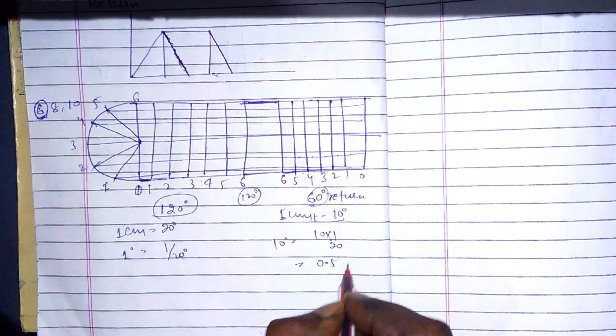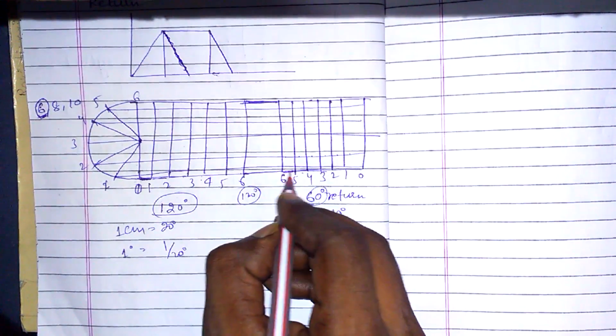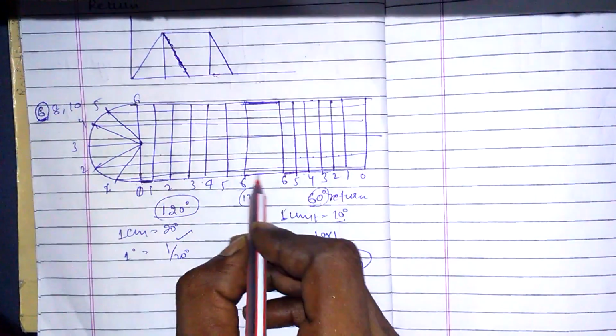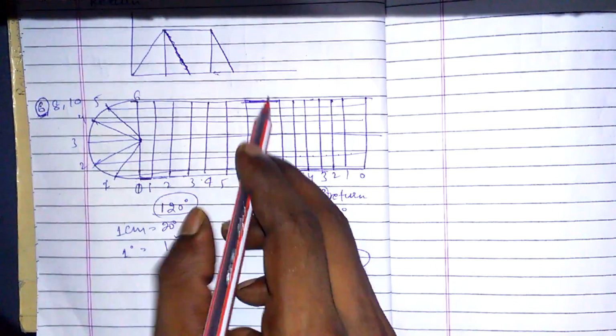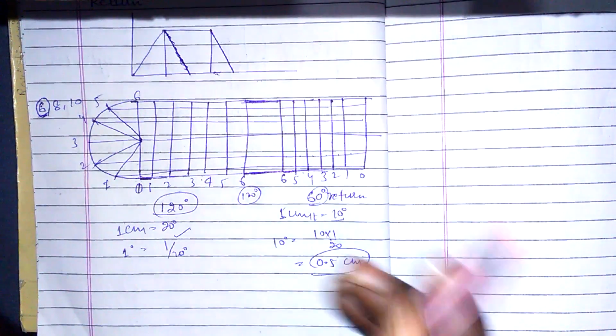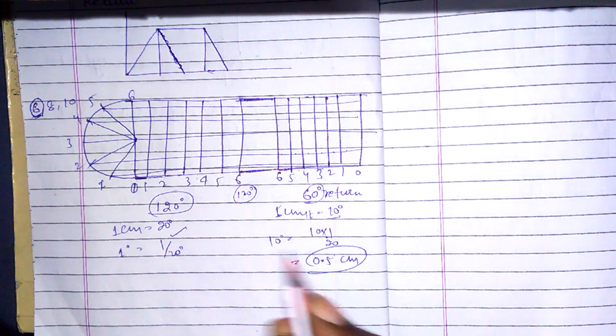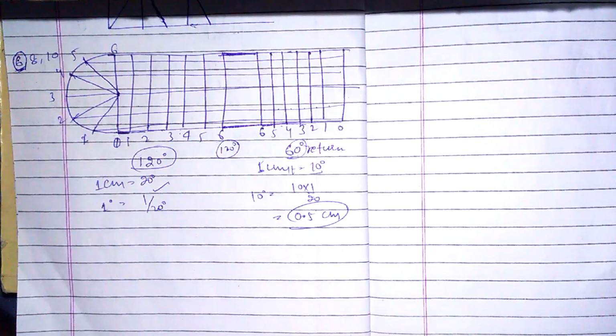So we have to take 0.5 centimeter for 1 unit in this return stroke, and 1 centimeter for the rise stroke. And dwell, you don't have to take any tension about the dwell. You can take any amount for the dwell. Okay, and it will be even more clear when we'll do the numericals.